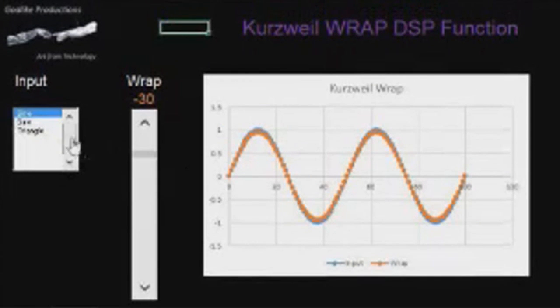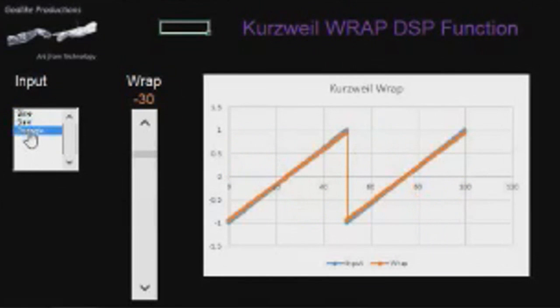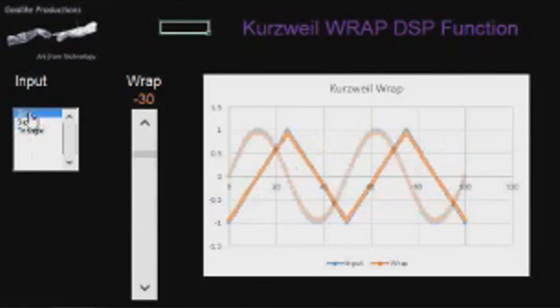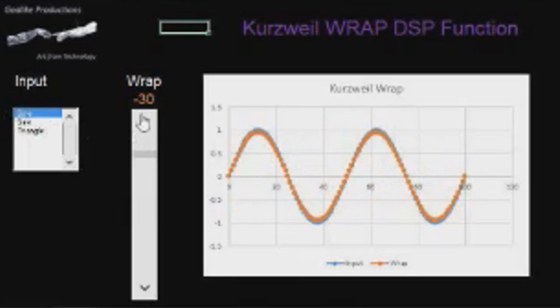And I've got inputs here. So I've got sine. I can put a saw through it, or a triangle wave, and you're not just limited to that. And over here is the wrap parameter. Now the magic number that you have to remember for wrap is -30, because if you set it to -30, wrap does nothing. Well, it does. It attenuates the signal a little bit, but it doesn't really do very much.